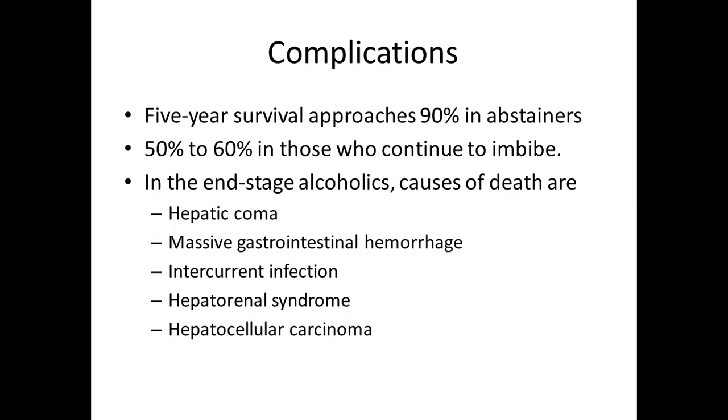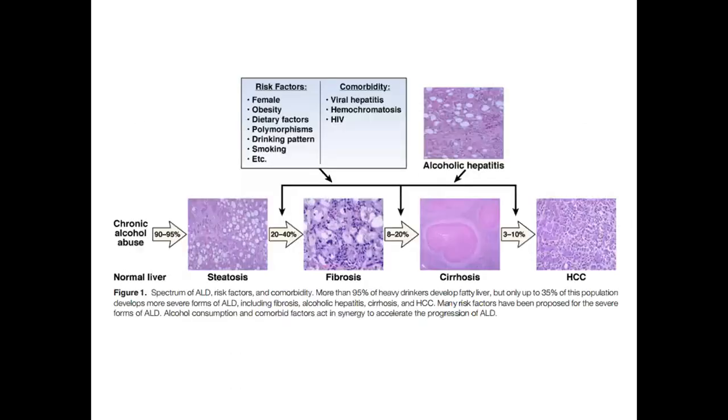But if the process continues, if the ingestion of alcohol continues, if there is prolonged and heavy exposure to alcohol, the survival rate reduces from 90% to 50 to 60%. In the end stage alcoholic, death may ensue, and the causes of death may be multiple, usually associated with the complications of chronic liver disease that we have discussed in the section on signs and symptoms of chronic liver failure. So there may be hepatic encephalopathy leading to coma. There may be massive gastrointestinal hemorrhage from bleeding esophageal varices, intercurrent infection, hepatorenal syndrome, and last but not least, hepatocellular carcinoma.